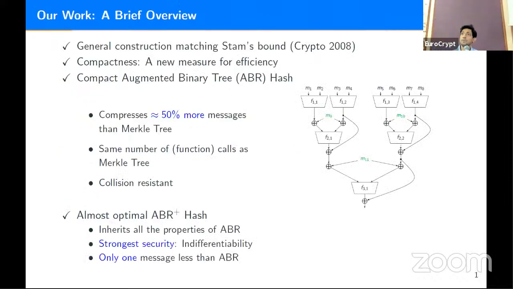Since it's a short talk, I will start by giving a brief overview of what we have done here. We have proposed two parallelizable hashing modes which match the well-known Stam's bound. And we have defined a new measure for efficiency, which is called compactness. In one of these constructions, which is called augmented binary tree hash, we have achieved almost 50% more efficiency in terms of absorbing message compared to Merkle tree. And this also provides you a collision resistant mode. The second construction, which is almost optimal, inherits all the properties from ABT. The only drawback is that it is not optimally efficient and misses one message.